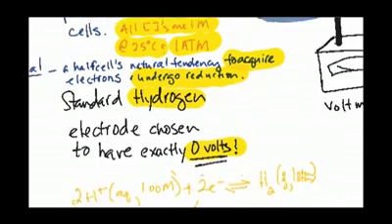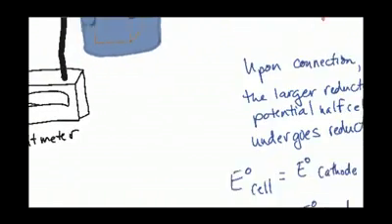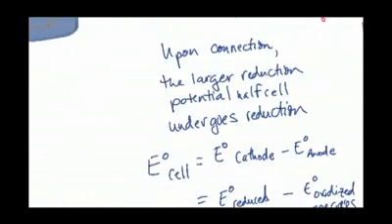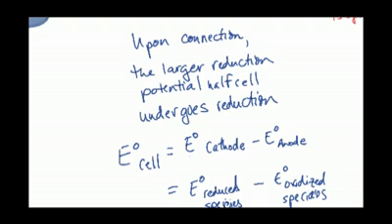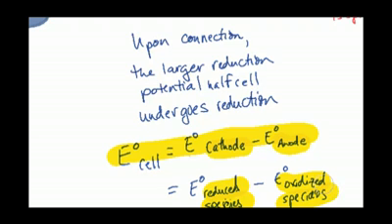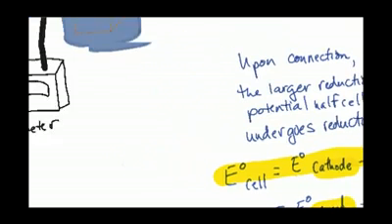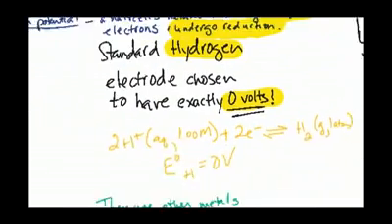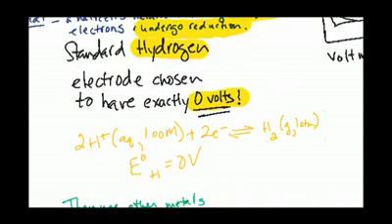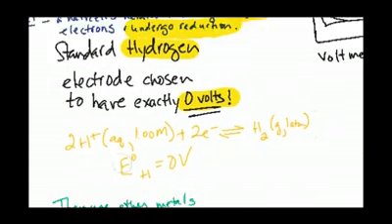And based off of that, and the fact that our standard electron potential has this formula right here, it's the cathode minus the anode, or in other words, the reduced species minus the oxidized species. Well, what we need to do is we need to have a reference. That hydrogen was a reference. This is the chemical equation for it, and they arbitrarily set that equal to 0 volts.